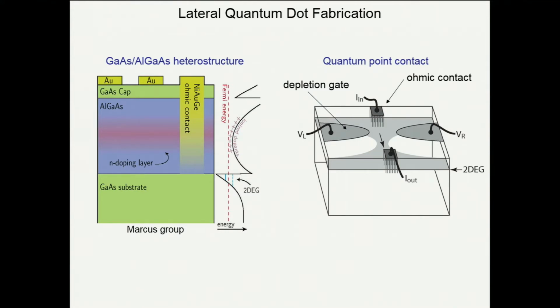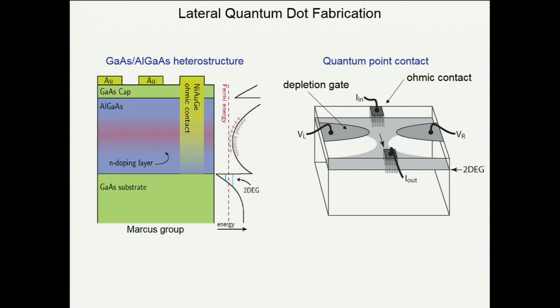What we want to do is isolate one electron in this 2D sheet. And the way that we do this is we take this heterostructure, and on top of it, we use electron beam lithography to fabricate gate electrodes. Gate electrodes are just nanometer scale pieces of patterned metal. And the device that's shown here is something called a quantum point contact. It's one of the simplest structures that you can make.